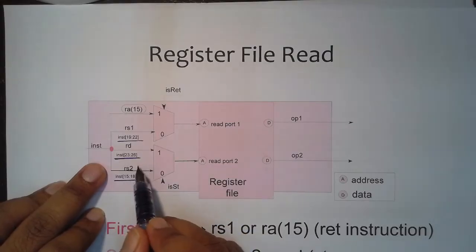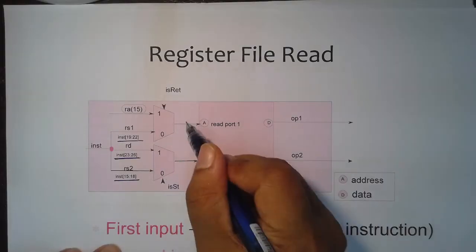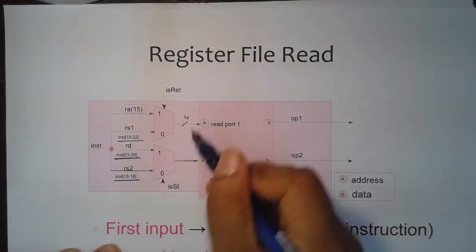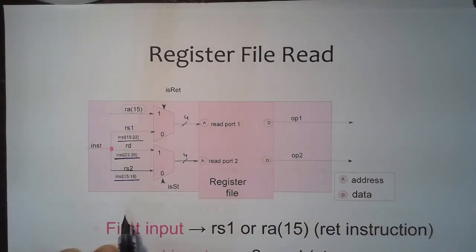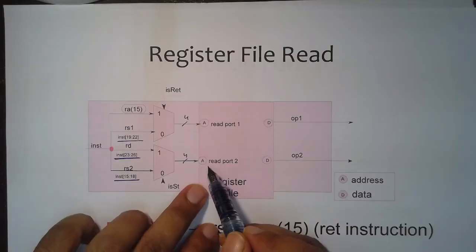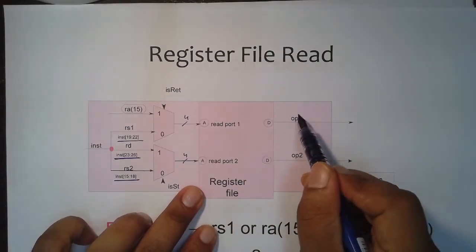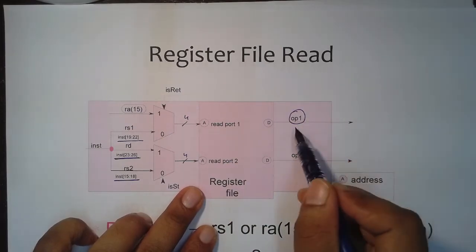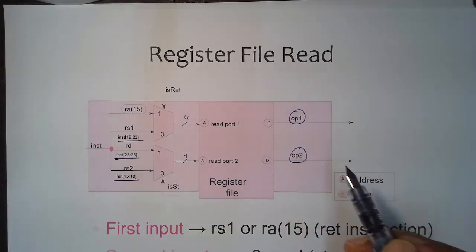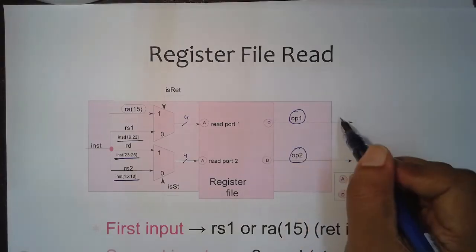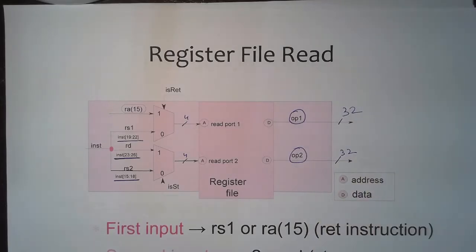So what are these? These are the 2 addresses of the RS1 and RS2. These are 4-bit addresses, right? And this I give to the register file, and the content of these 2 source registers I get as output as my operand 1 and operand 2, because this is an operand fetch stage. So these are the 32-bit operands, the data I get, right?